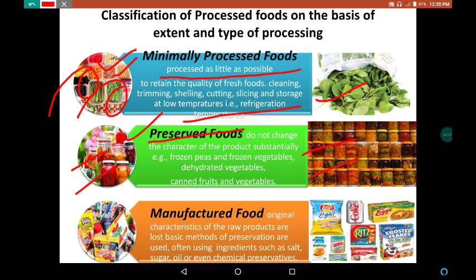Next, manufactured food. In such products, the original characteristics of the raw material are lost. Some basic methods of preservation are used there, often using various ingredients such as salt, sugar, oil, or even some chemical preservatives. For example, pickles, jams, papad, squash, chips. Clear?